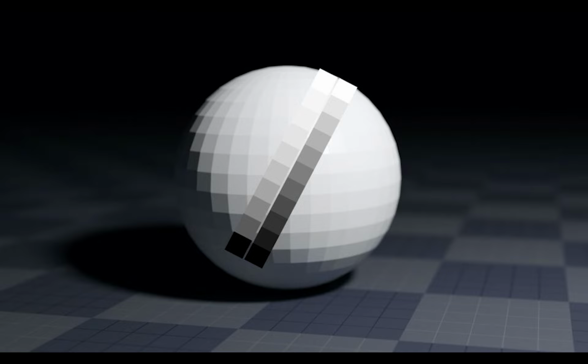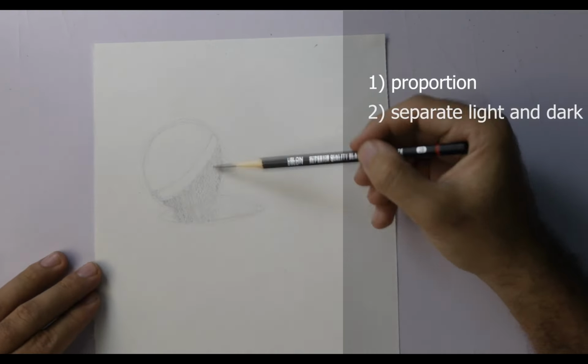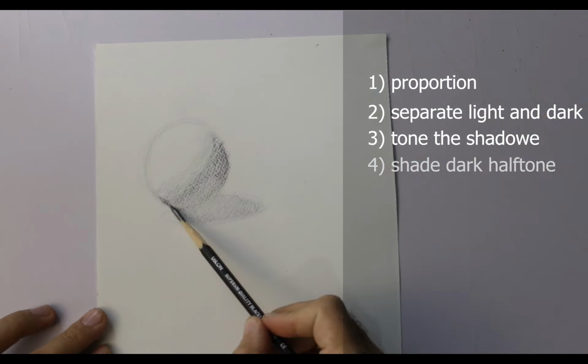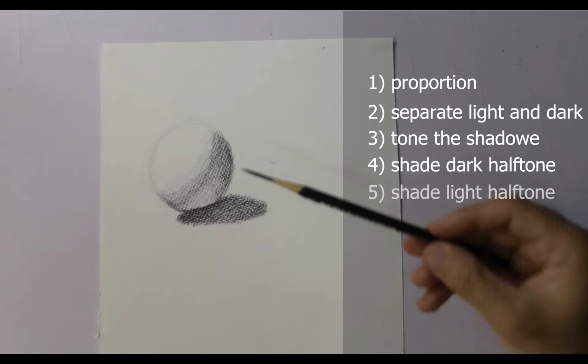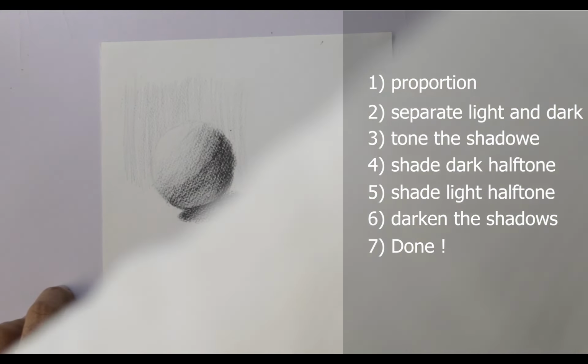And one of the most important differences between an amateur and a professional is that every professional sticks to a specific process. We draw the proportions right, separate the light and the shadow by the terminator line, and then shade the darker halftone, shade the lighter halftone, and darken the shadows to show the reflected light. And now you complete your first drawing.